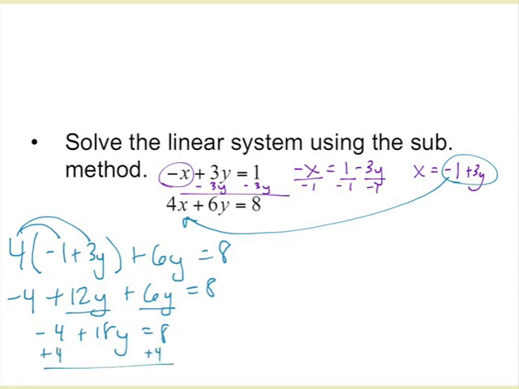Add 4 to both sides and get 18y is 12. And then I would divide both sides by 18, which gives me y is equal to... reduce. They both reduce by 6, so that gives me 2/3.